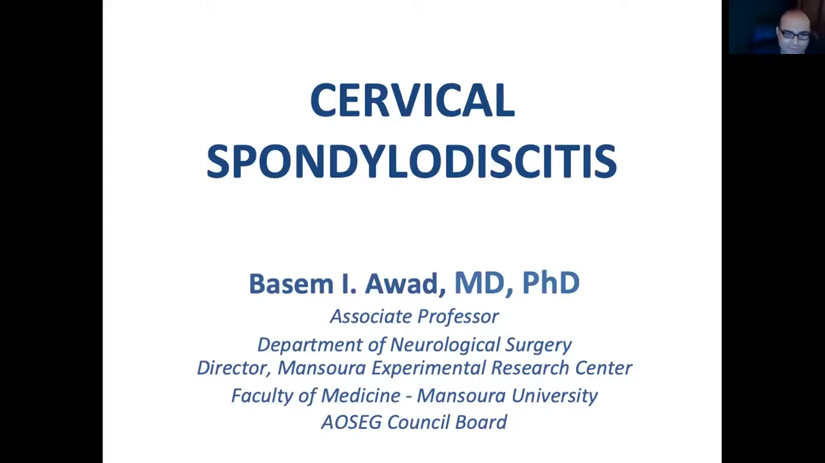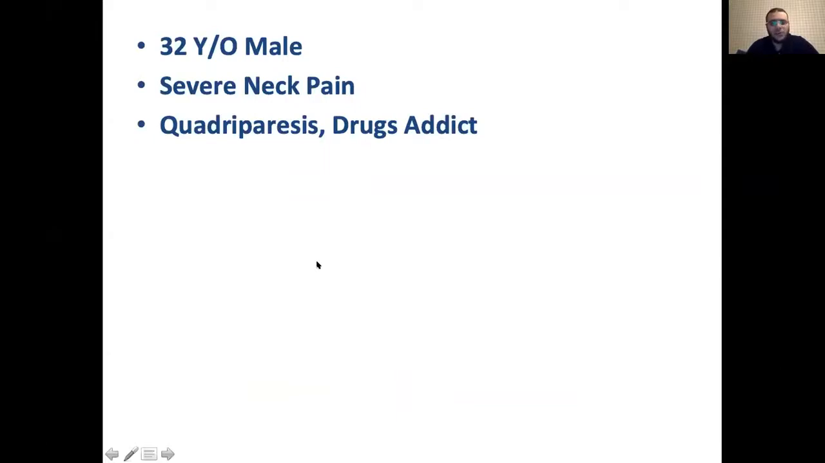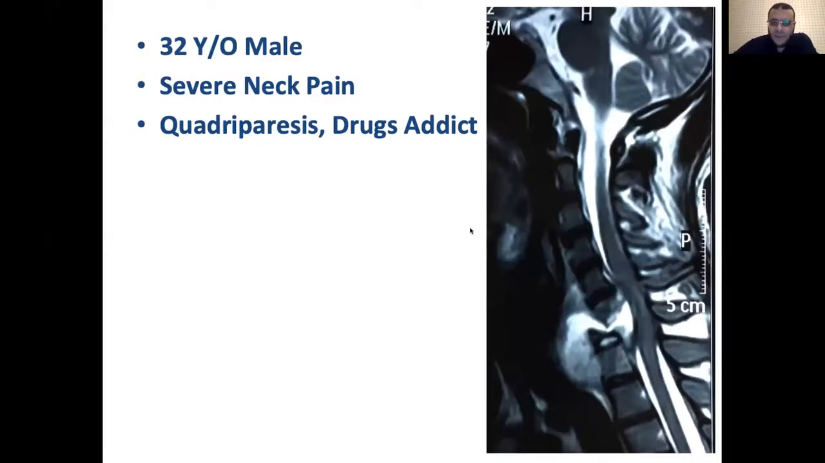Okay, please go ahead. So it's my honor and pleasure to present and share one of my cases. I started doing this early on in my career, actually. So this patient was a 32-year-old male who presented to us with severe neck pain and quadriparesis, and he is an IV drug addict. He presented with these images. He has a very significant infection. It involved C6, C7, and D1 with an abscess here, an epidural abscess.